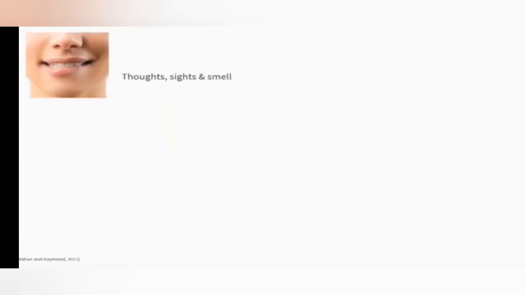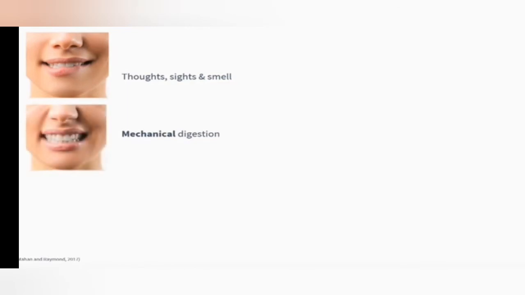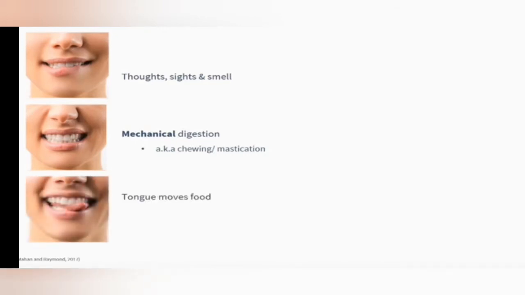So the digestive system begins with the mouth. In the mouth there are thought, sight, and smell. If you think of some food, you can smell it and you can taste it. After taking the food, mechanical digestion happens with the teeth. This action is known as mastication or chewing.